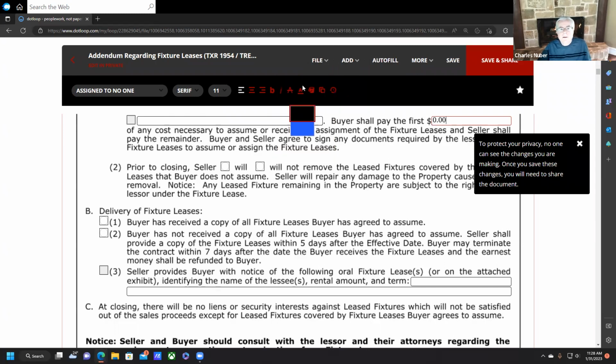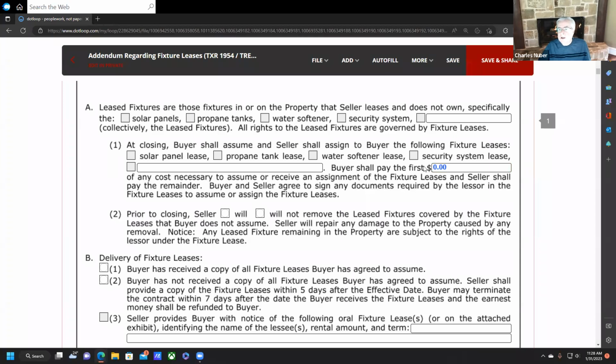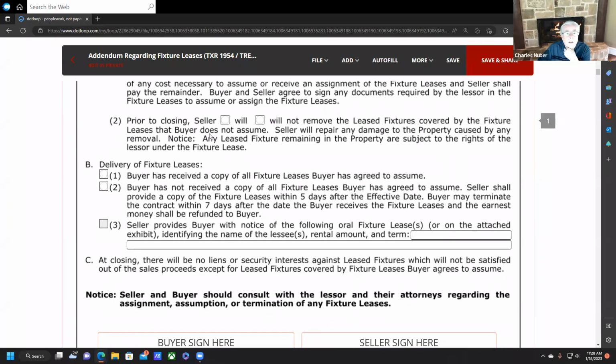Add fixtures. Here we go. We blue it and I bold it. Why do I blue things? Because it's a contrast from the black ink that's on the contract, and it's easier for your eyes to find it.